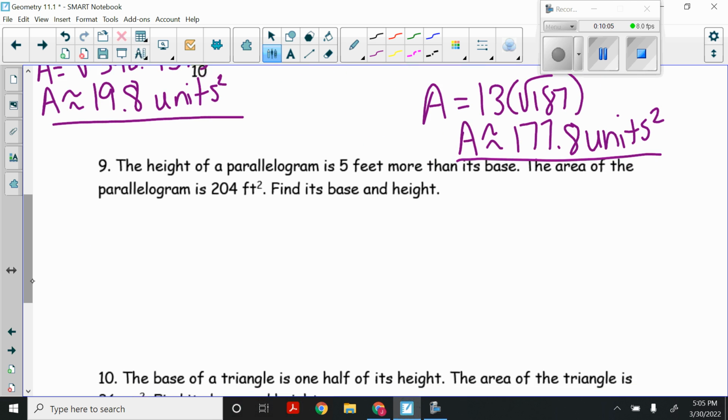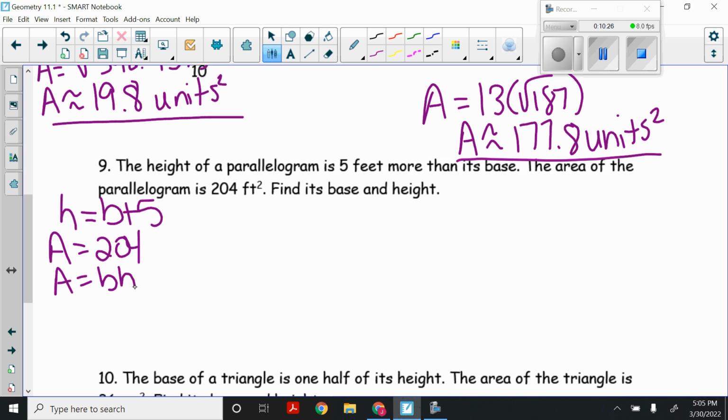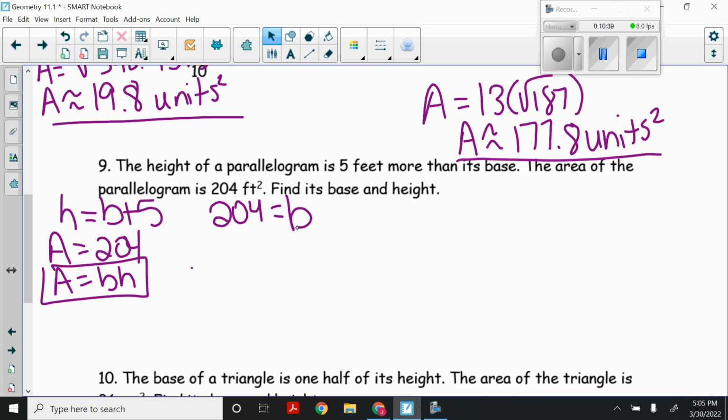It says the height of a parallelogram is 5 feet more than its base. Okay, so my height is my base plus 5. The area of the parallelogram is 204 square feet. So area equals 204. But remember that my area is base times height. So we want to find the base and the height. So I'm going to rewrite this, right, and plug in what I know. So instead of A, I know the area is 204, equals the base, which we're just going to call B, times the height, which we said was B plus 5.